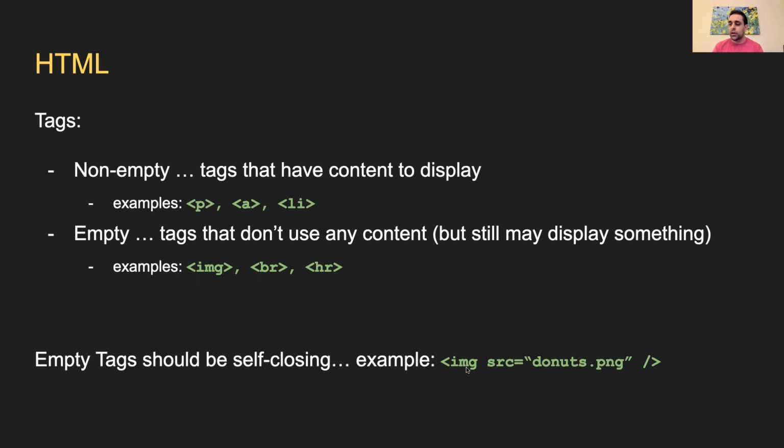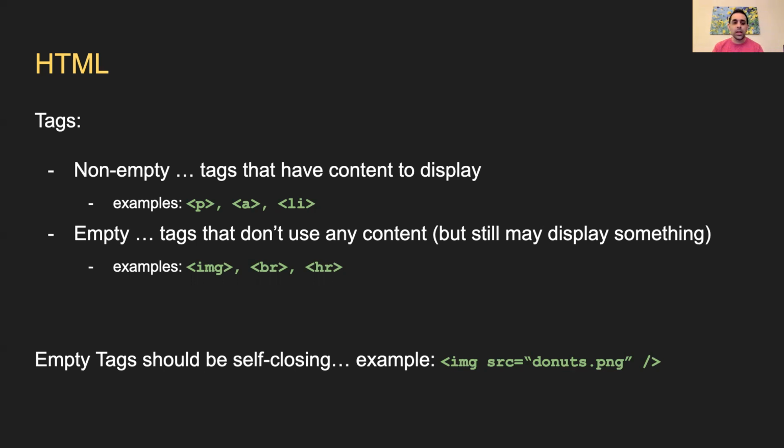In the example I have here, I have an image tag, but since the image tag does not have any content that actually goes along with it, it's both an opening and closing tag all in one. If you notice at the very end, I have my angle bracket, but I have a forward slash right before it, meaning it's closing that tag all in one go.